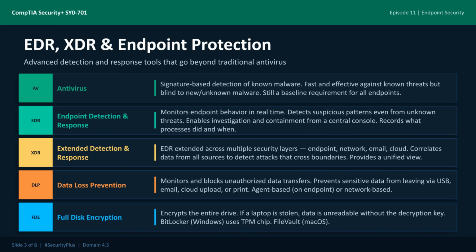Endpoint security goes beyond antivirus. EDR monitors behavior in real time to detect unknown threats. XDR extends EDR across network, email, and cloud for a unified view. Data loss prevention prevents sensitive data from leaving the endpoint, and full disk encryption protects data on stolen hardware.